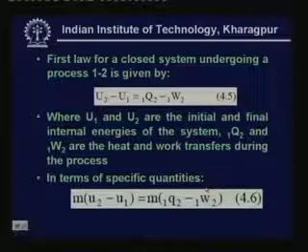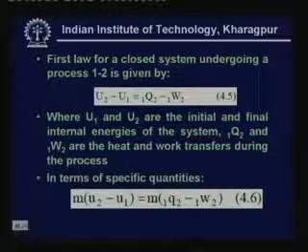Now, let us apply the first law of thermodynamics for a closed system undergoing a process 1 to 2. What is the first law for that? Equation 4.5 neglects changes in kinetic and potential energy. So, neglecting those changes, you can write the first law as U2 minus U1 equals 1Q2 minus 1W2, where U1 and U2 are the internal energies of the system at the beginning and at the end of the process, 1Q2 is the net heat transfer during the process, and 1W2 is the net work transfer during the process. This is the first law of thermodynamics for a closed system undergoing a process.